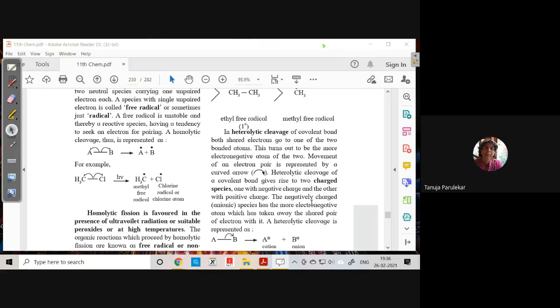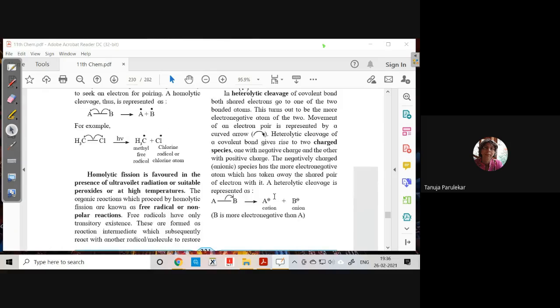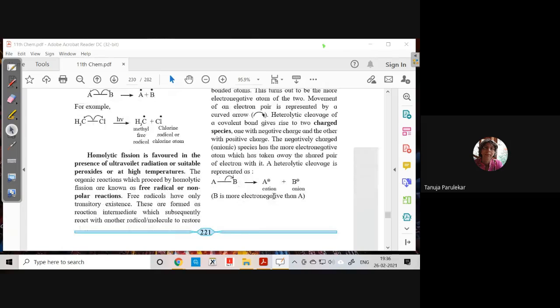The negatively charged anionic species has the more electronegative atom. So there it was chloride ion, which is more electronegative, and it takes away the electron pair. This is the general representation of heterolytic cleavage, wherein you can see that there is a cation and there is an anion. Now in this case, because B is an anion, B is more electronegative.